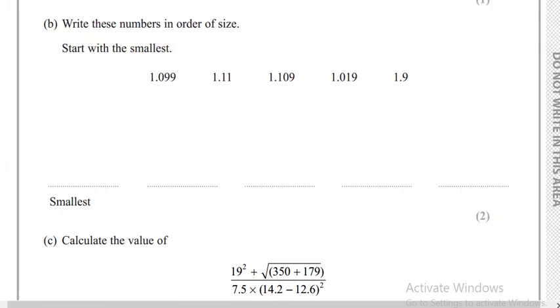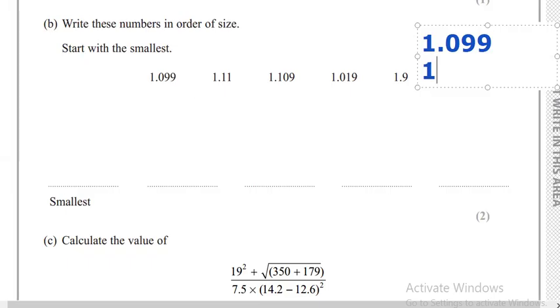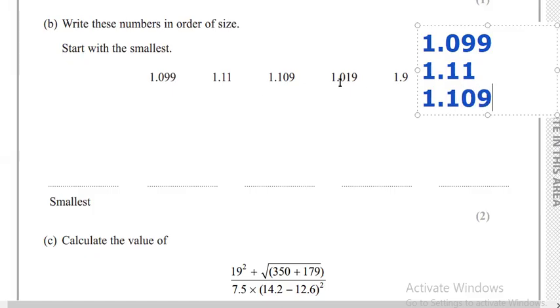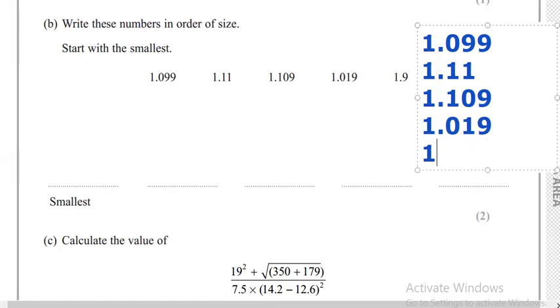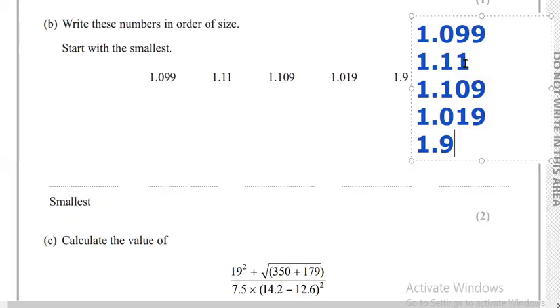First, put all the numbers on each other. First number is what? Let's put them here. So we have 1.099. This is the first number. Second one, 1.11. Third one, 1.109. And then we have 1.019. And the last one is 1.9. Focus on this step or these steps because they are very important.